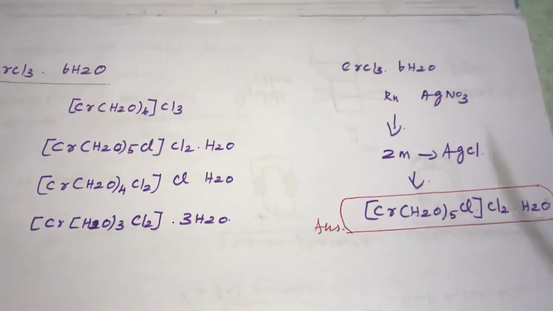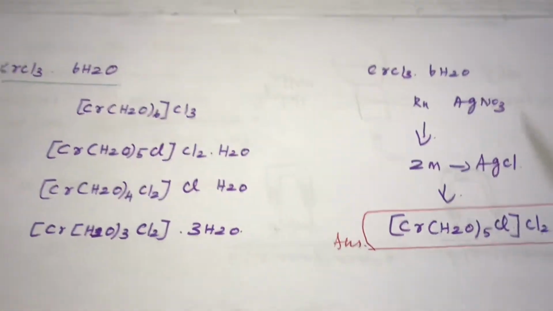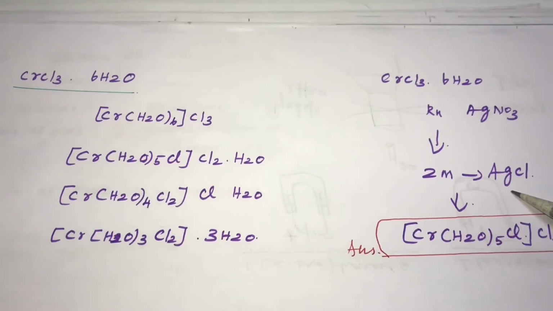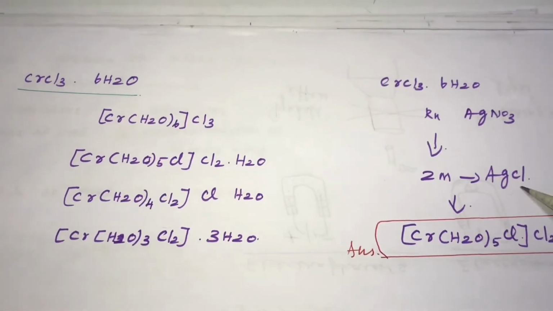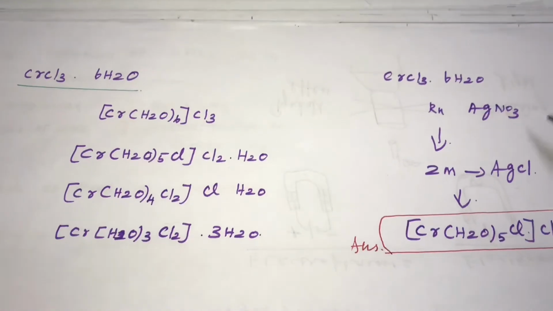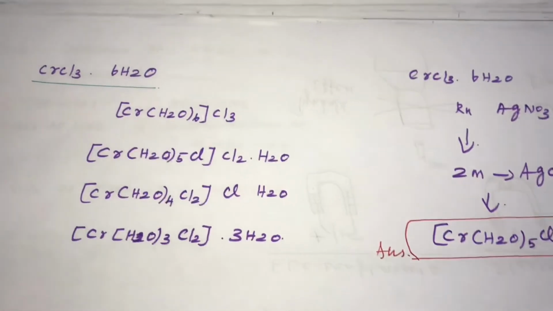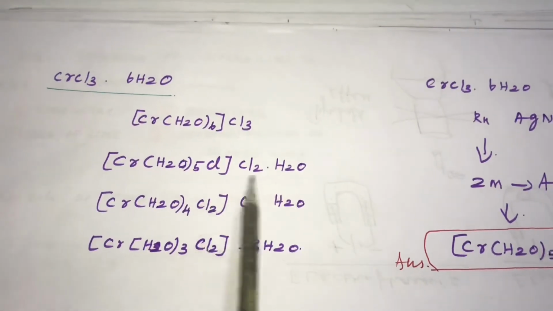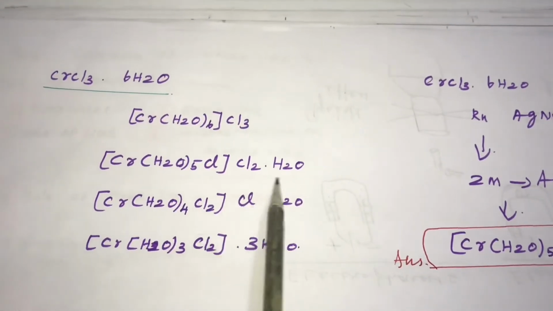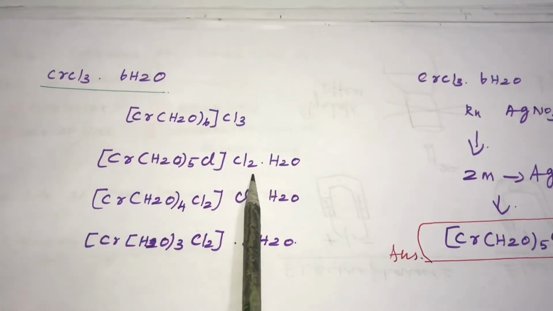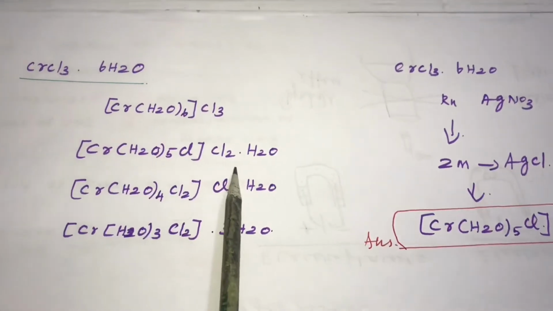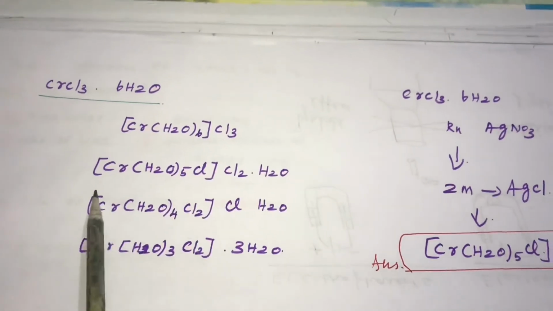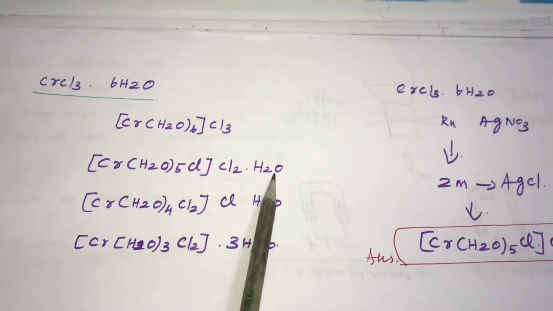Now the question is, by adding silver nitrate to the CrCl3·6H2O, we are getting 2 moles of silver chloride. That means it reacts with only 2 parts by weight of chlorine. So in this compound only 2 chlorines are available for the reaction, for ionization. This is the structural formula of this compound.